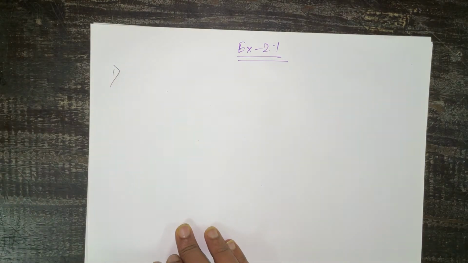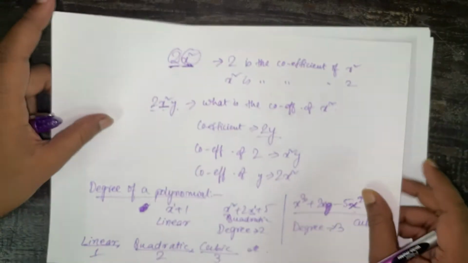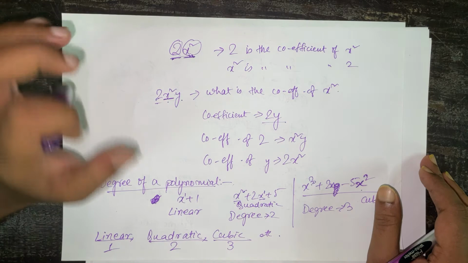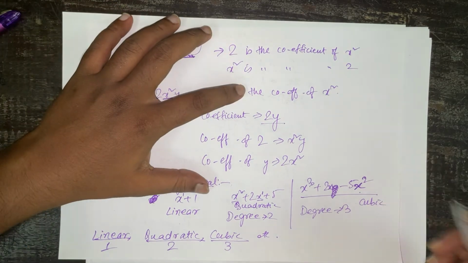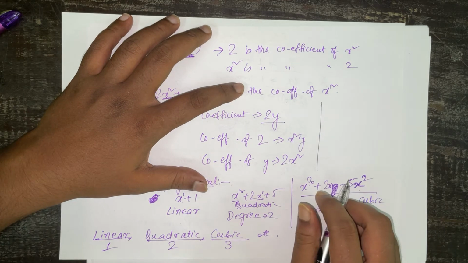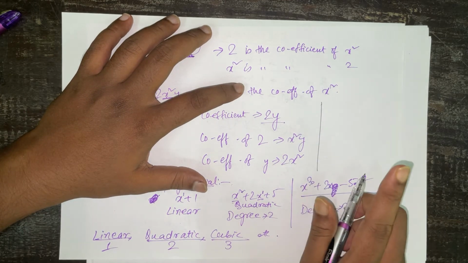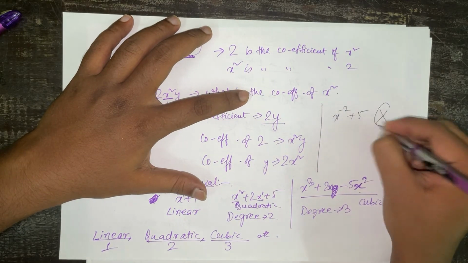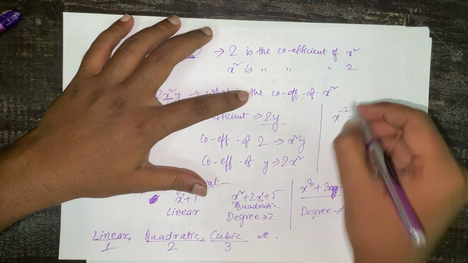Okay, I think one thing I missed here. Let us check it out again. For an expression to be called a polynomial, the power of the variables must be whole numbers. The powers cannot be fractions or negative numbers. So if I write x to the power minus 2 plus 5, this is not a polynomial, because the power is negative.